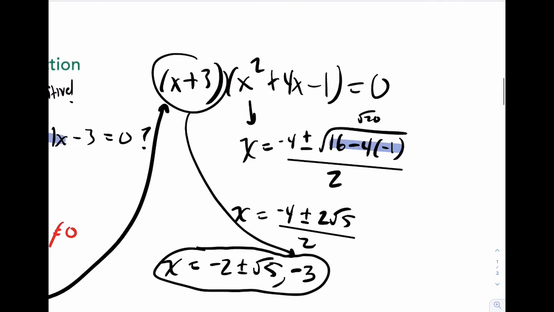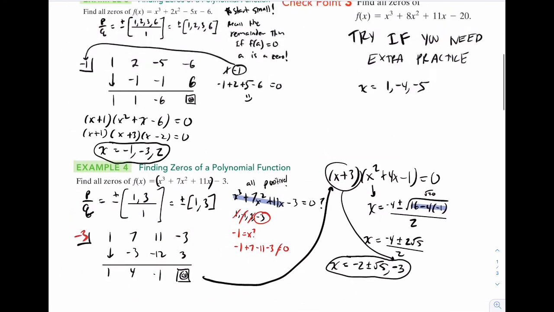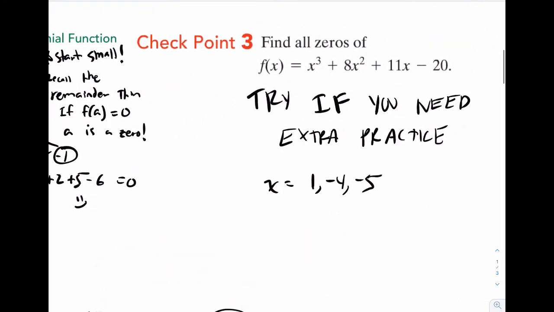If you need extra practice, please do this one. And I put the answers right here.